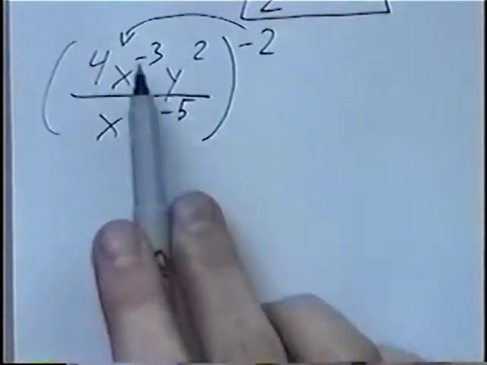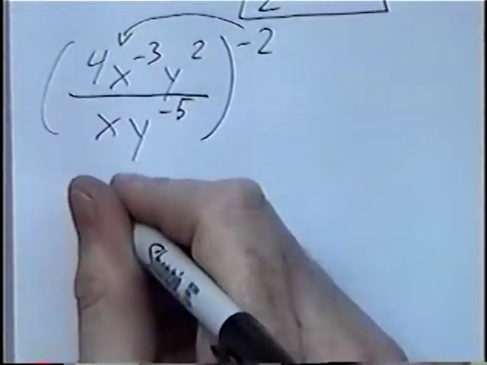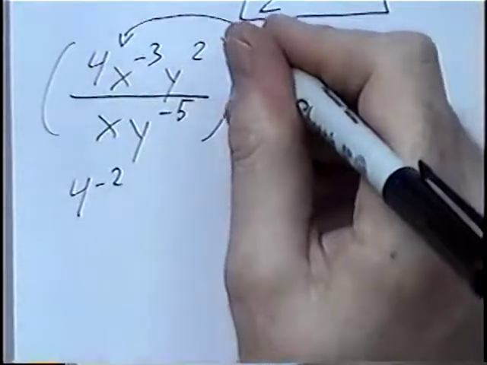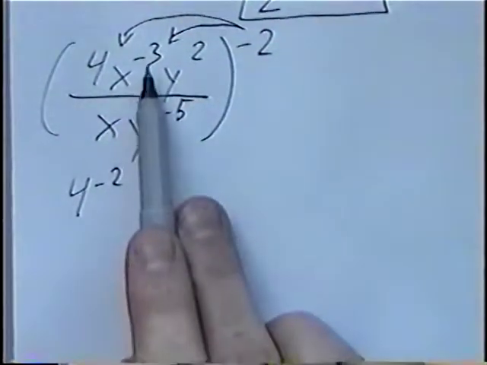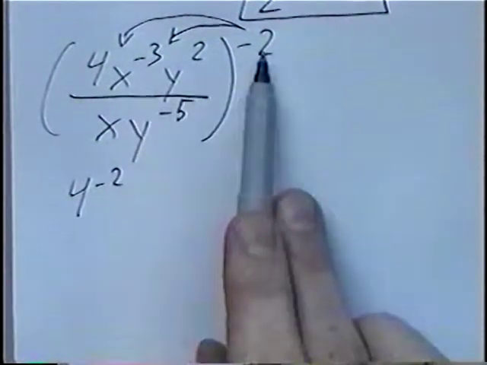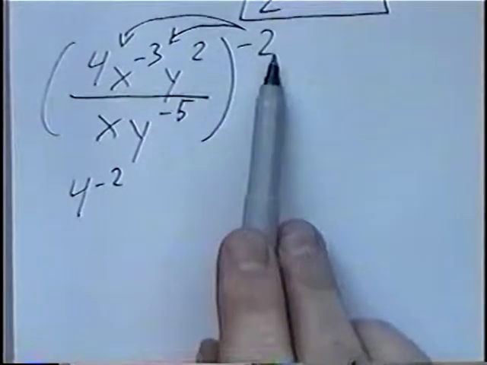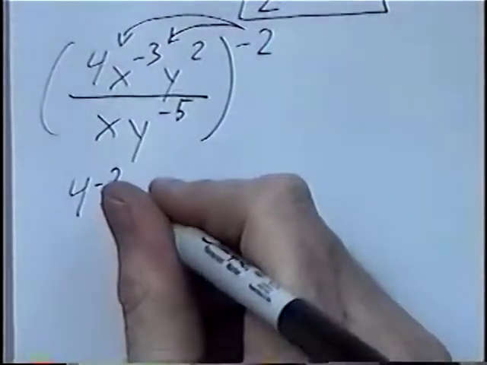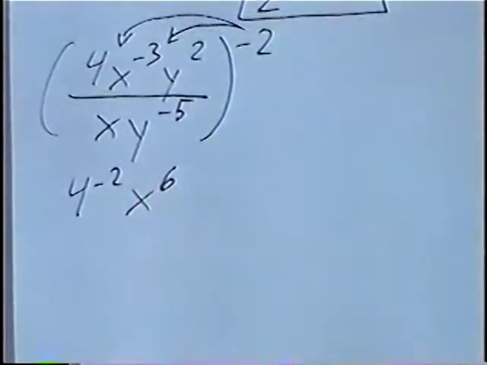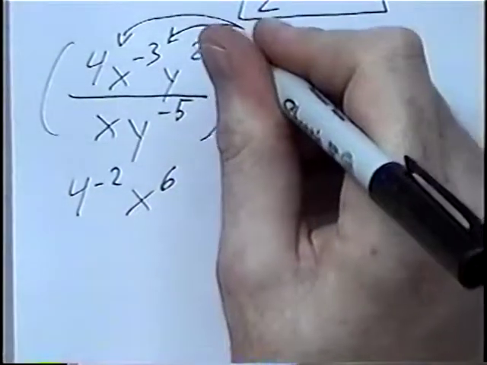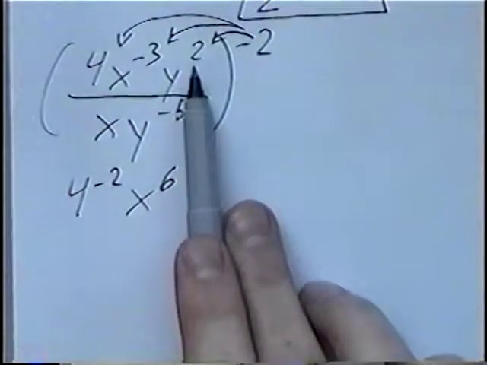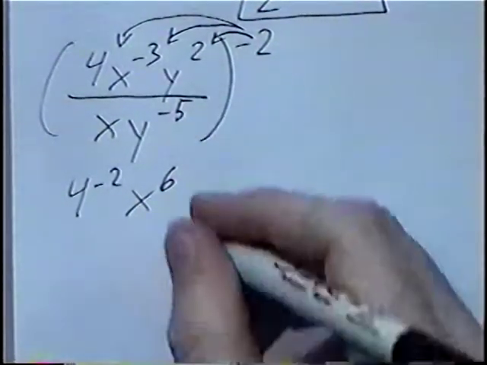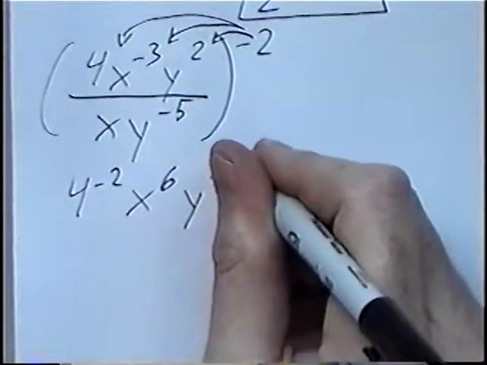We have 4 to the negative 2 power, which would be 4 to the negative 2. Taking the negative 2 to the x power, having a power to a power, looking back at our rules, we'll multiply exponents. Negative 3 times negative 2, that would be x to the positive 6. And continuing the numerator, we'll have the exponent of 2 raised to the power of negative 2, or 2 times negative 2 would be y to the negative 4.